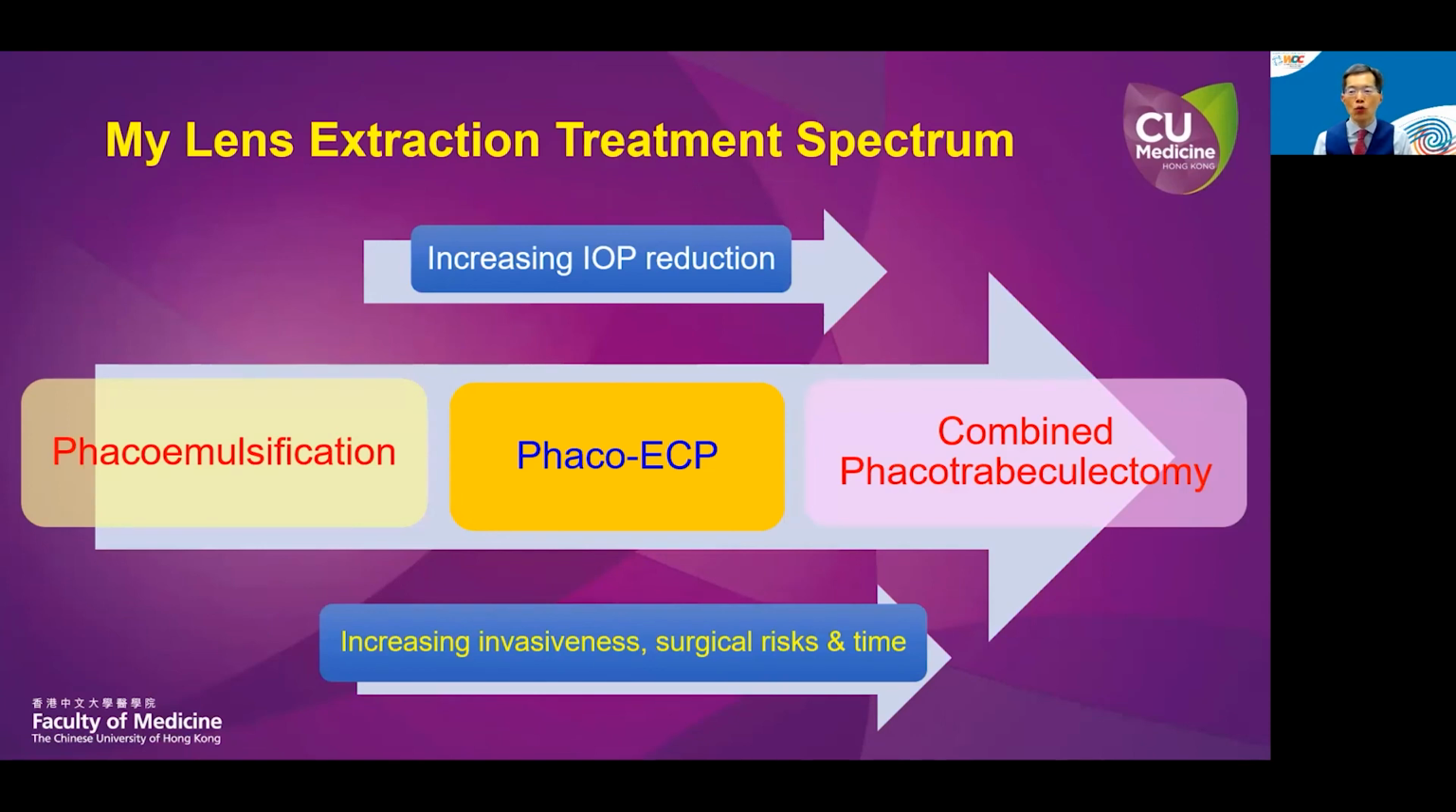Now, this is my own usual lens extraction treatment spectrum. In those PACG cases in whom I do not require a large extent of IOP reduction, I may consider doing phacoemulsification alone. If I need more IOP reduction, then I may consider combining phacoemulsification with endoscopic cyclophotocoagulation, or sometimes other forms of cyclophotocoagulation. And if I need even more IOP and or drug reduction, then I would consider combined phacotrabeculectomy.